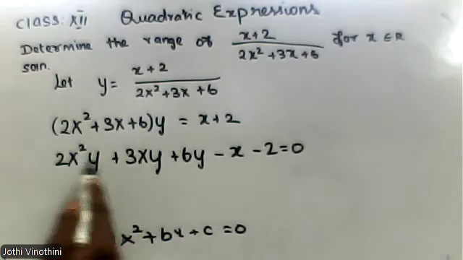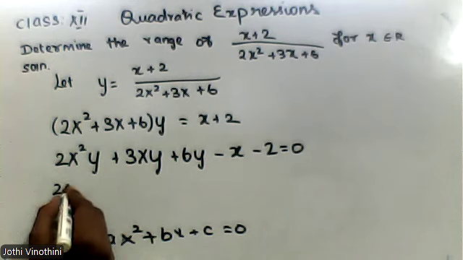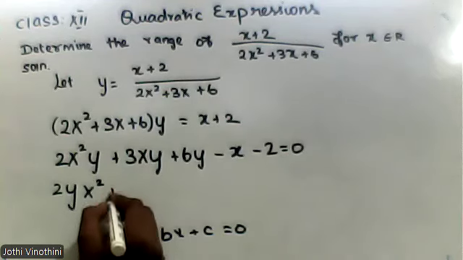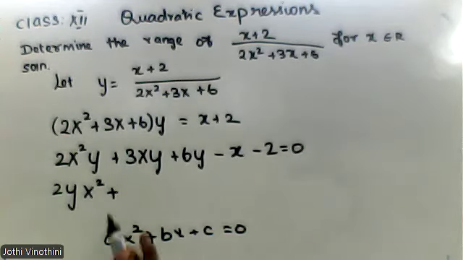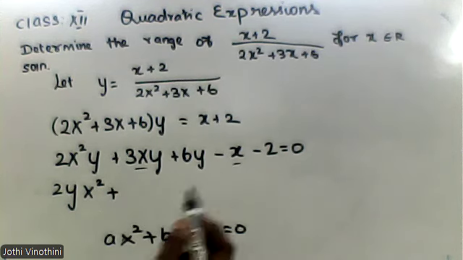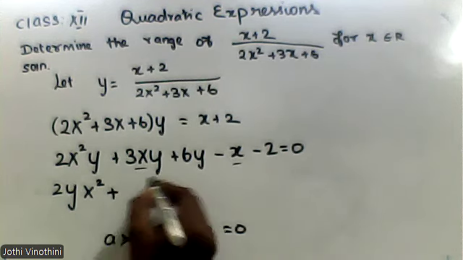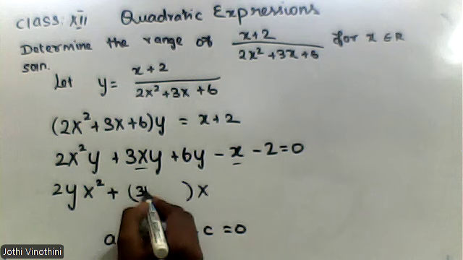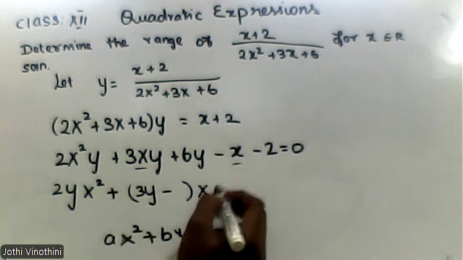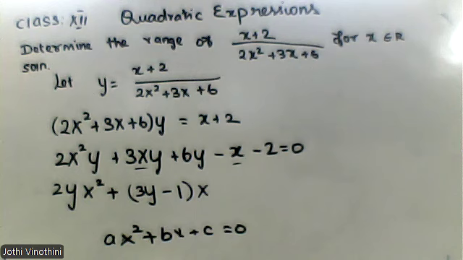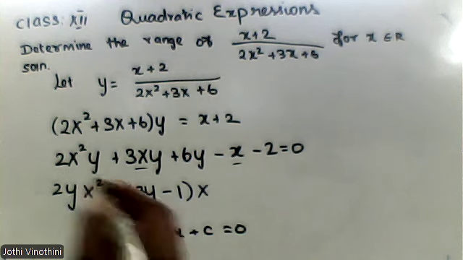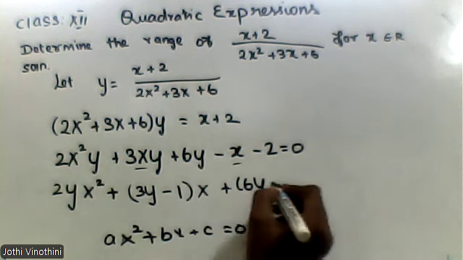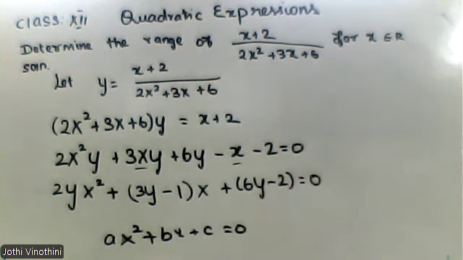See how many x squared terms? Here only one x squared term, so I am rewriting it as 2y x squared. Plus, how many x terms? Here one x term, here one x term. So I am going to take x as common. What will be remaining? 3y minus, we take x out, so 1. What are the remaining terms? 6y minus 2 equals 0.